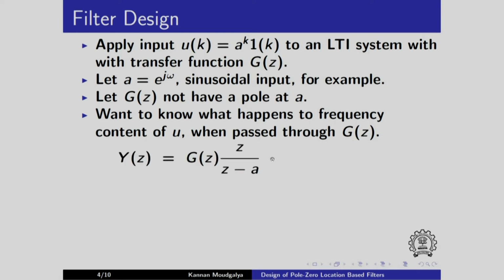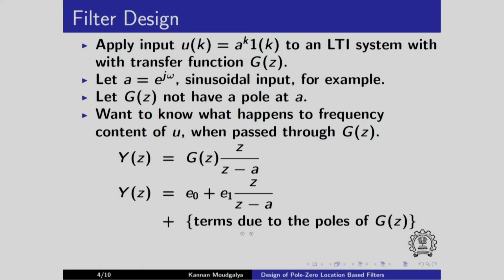So let us multiply the transfer function by the z transform of input. We know that the z transform of a power k is z over z minus a. So this is the corresponding output. Now let us expand this in partial fraction expansion. So we have a constant term plus a term that contains a pole at z equals a, plus there will be some terms due to the poles of g of z which we have not expanded. In fact, that is not required for this discussion.